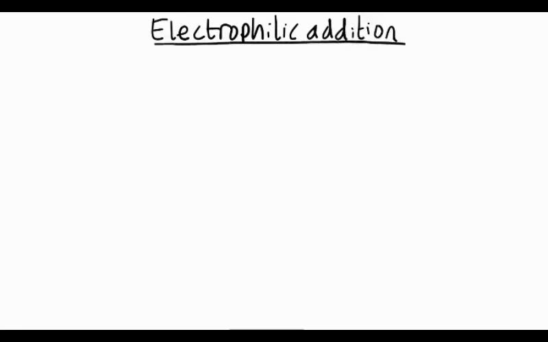Here's an overview of the electrophilic addition reactions for the AQA A-level chemistry. We're going to use ethene as our alkene, although you could look at different alkenes. And we're going to start off with hydrogen bromide as our electrophile. Remember, the electrophile is attracted to the electron-dense carbon-carbon double bond.